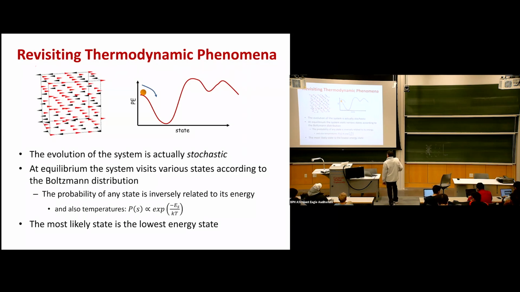And eventually, at any temperature, if you let it be, the system is going to arrive at some equilibrium. And at equilibrium, it's actually going to be visiting various states. The probability of any state is inversely related to its energy and also to the temperature, right? And the most likely state is the lowest energy state.